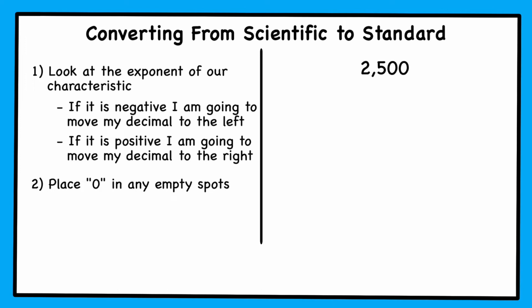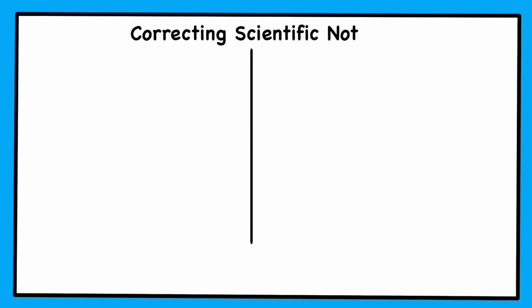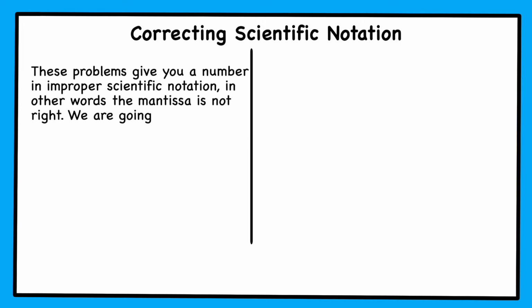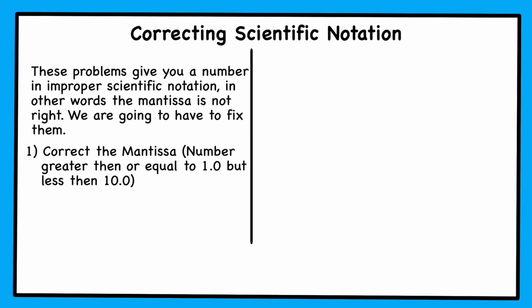The last type of scientific notation problem you might see is correcting any incorrect versions of scientific notation. So this basically tries to give you a problem in a pseudo or fake scientific notation. Basically, this means I give you a number that is not in proper mantissa form, multiplied by 10 raised to some sort of power. To fix this scientific notation, I'm going to have to make a proper mantissa form. In other words, I'm going to have to move my decimal.